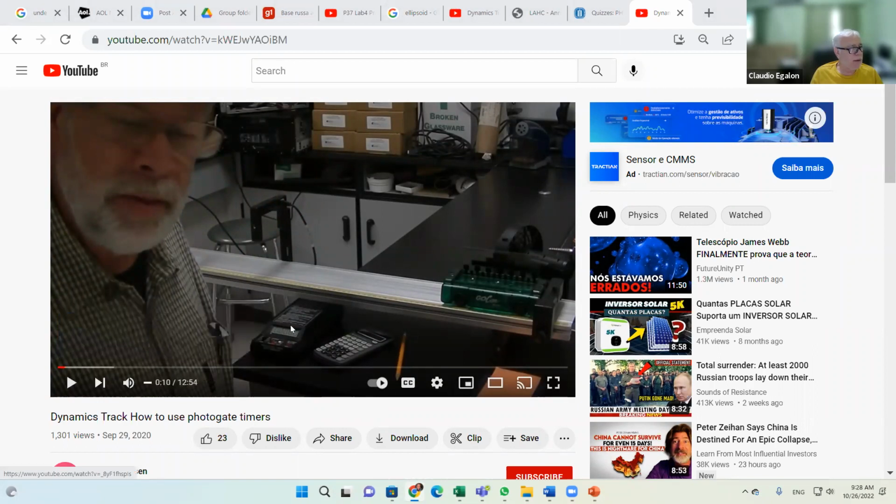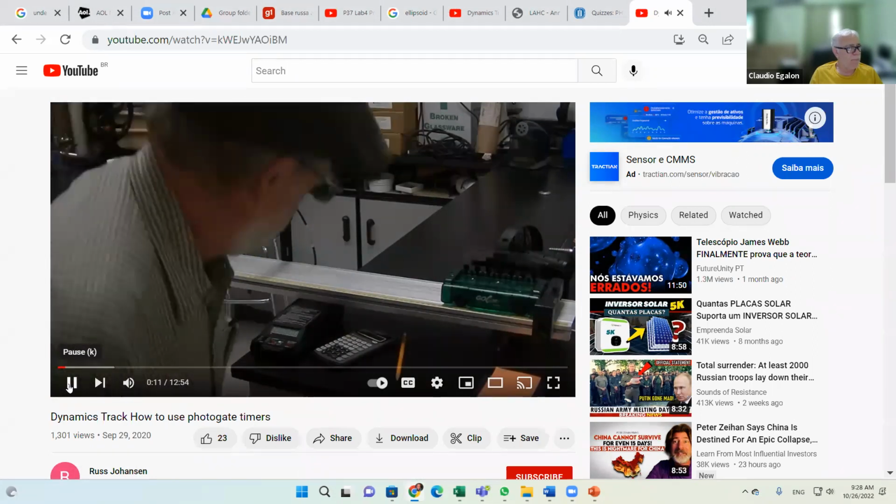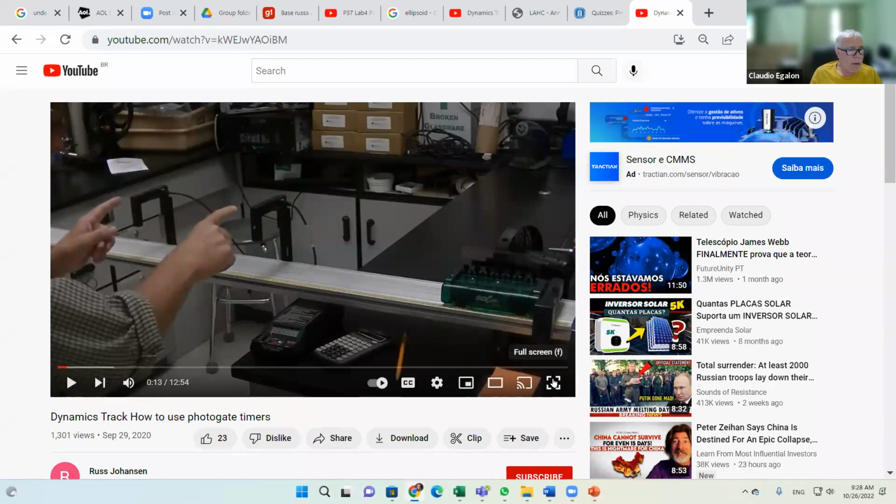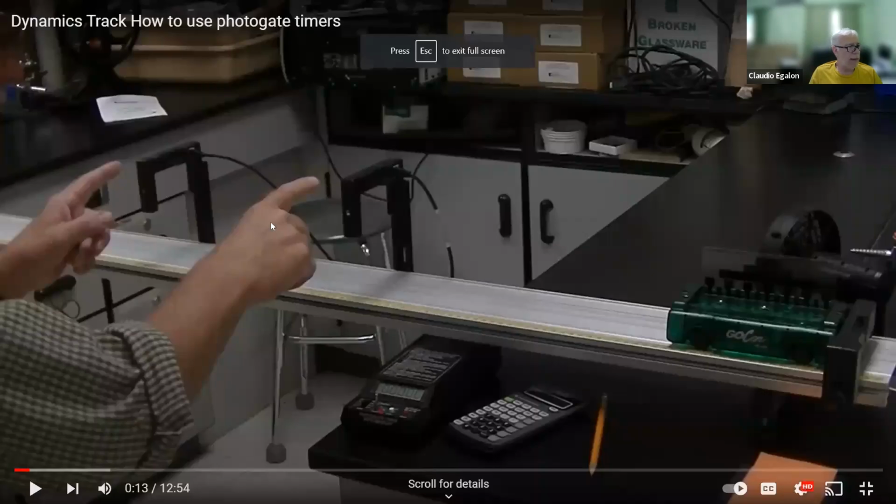And he's going to demonstrate how the photo gate is used to determine the time that this cart takes to go through a given distance of the photo gate. We have two photo gates. See here, here's the actual photo gate, and here is the accessory of the photo gate.